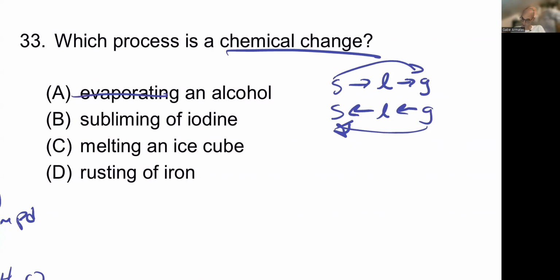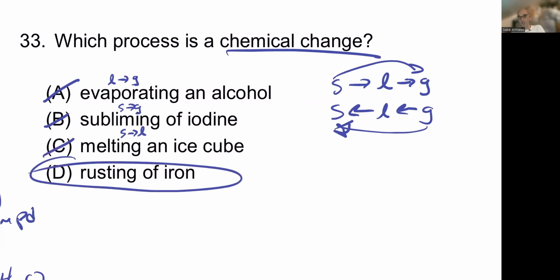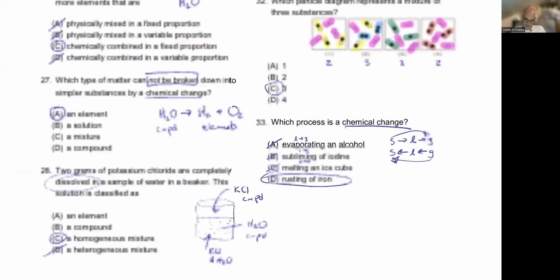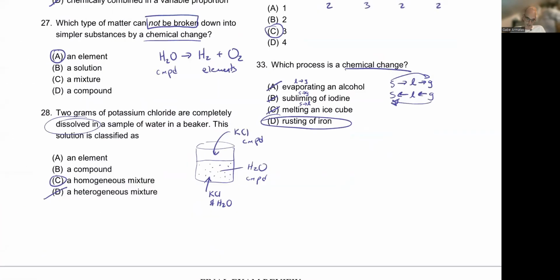Evaporating, okay, so evaporating is going from liquid to gas. That is a physical change. Subliming, that is going from solid to gas, eliminating that. Melting, that is going from solid to liquid, eliminate that. Rusting, that is chemically changing. It's no longer iron, it's an iron oxide substance. It's not the same as it once was. Okay, so that's up to 33. More to come.